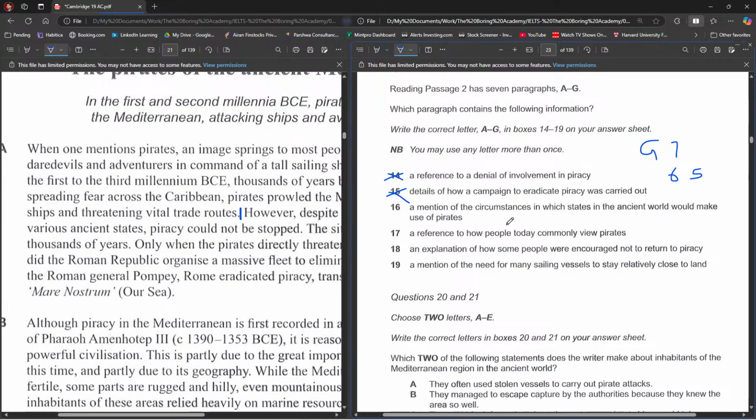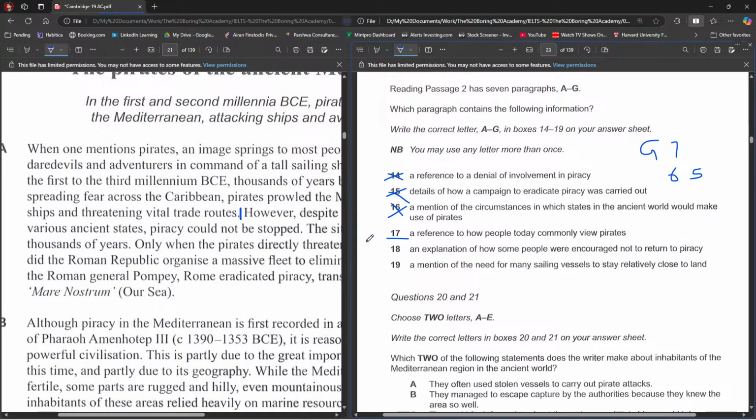A mention of the circumstances in which states in the ancient world would make use of pirates. Was anything mentioned about the use of pirates? No. Can you see that these things are now obvious? These things are of course not the answers. I almost switched to Gujarati. Anyway, 17th: a reference to how people today commonly view pirates.